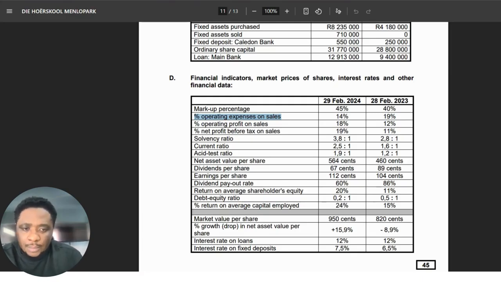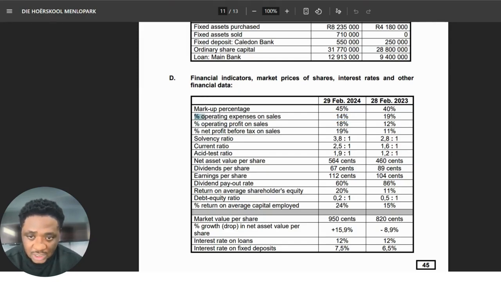So last year, for every sale we generated, so if we generated sales of 100 Rand, for example, we would have to spend 19 Rand in operating expenses. In the current year, for every 100 Rand sale that we make, we're essentially spending 14 Rand. So that's the sense of 19% and 14%. So we are spending 14 Rand. So that is a very good thing.